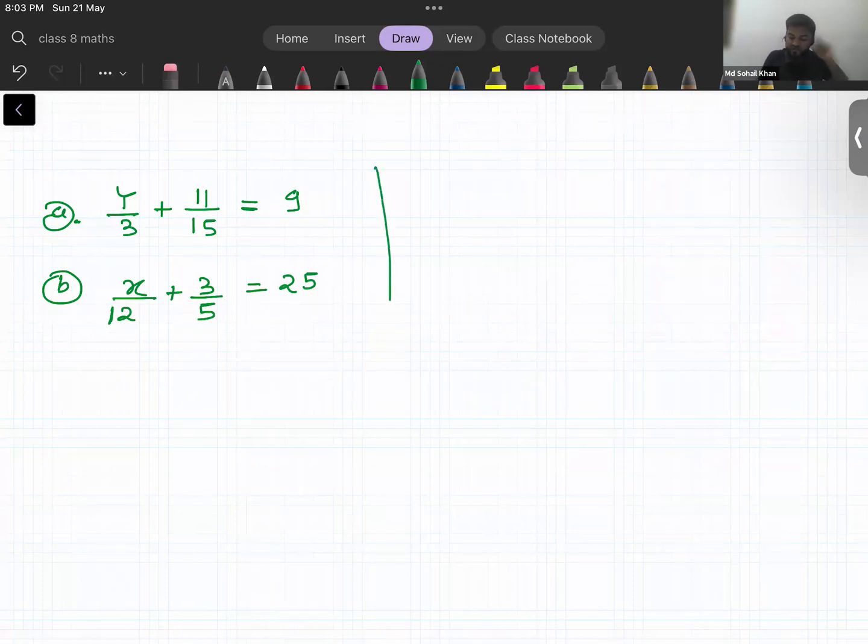First, you need to bring the constant values on one side. It has to be like this: y upon 3 equals 9 minus 11 upon 15. Then take the LCM and then do further. Okay, sir.